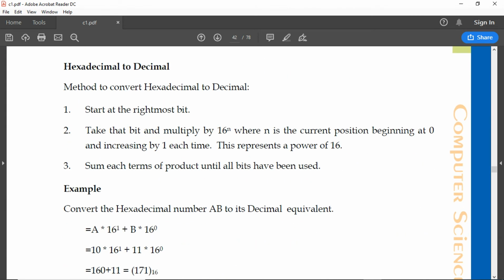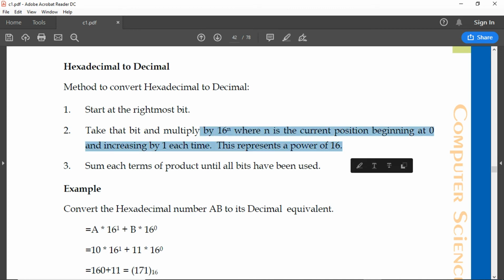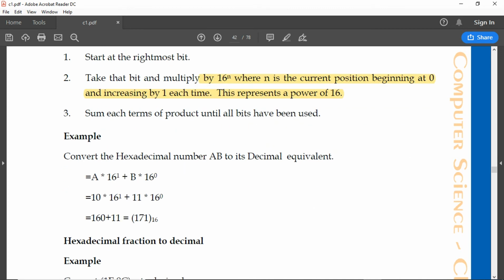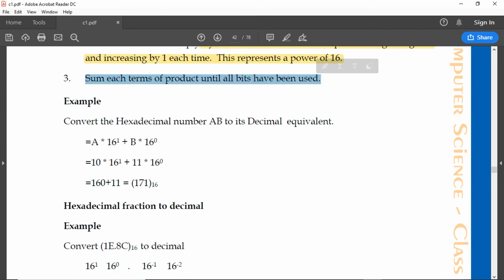43. Hexadecimal to decimal. Method to convert hexadecimal to decimal. 1. Start at the rightmost digit. 2. Take that digit and multiply by 16^n, where n is the current position beginning at 0 and increasing by 1 each time. This represents a power of 16. 3. Sum each term of the products until all digits have been used.